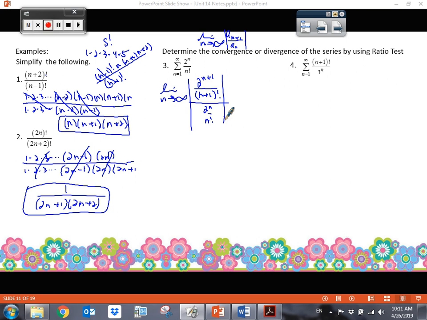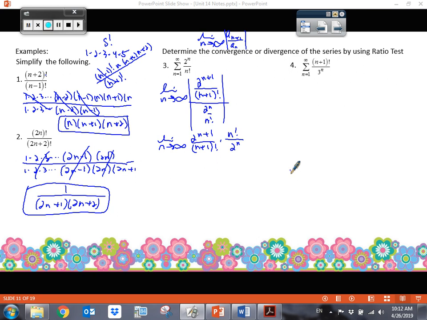So I look to see, do I really need the absolute value bars? Is there anything in there that's going to be negative as n goes to infinity? No, right? There's not. So I don't really need the absolute value bars. I'm going to drop them. I'm not going to continue to use them. And I'm going to rewrite this as a product instead of a quotient. So the limit as n goes to infinity of 2 to the n plus 1 over n plus 1 factorial times n factorial over 2 to the n. Okay, so I just rewrote the fraction as a product. Are we okay with that?